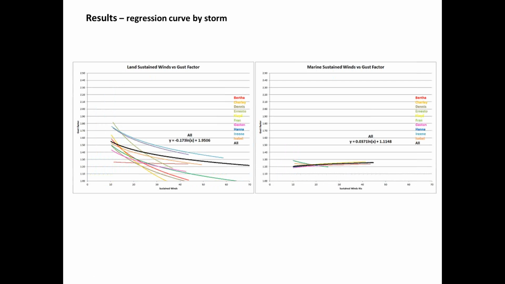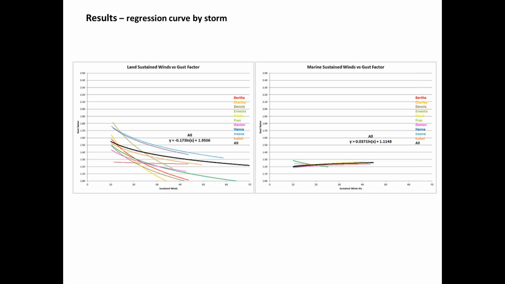So we plotted regression curves for each of the storms shown on the next slide, which again the land observations are on the left and the marine are on the right. The various storms are shown in the rainbow colors there, and the black line is the best fit for all of those observations for either the land or marine locations. Again, you'll see a lot of variability there in the land locations.